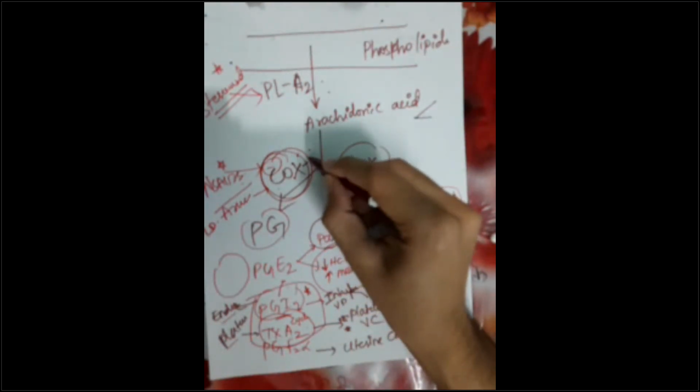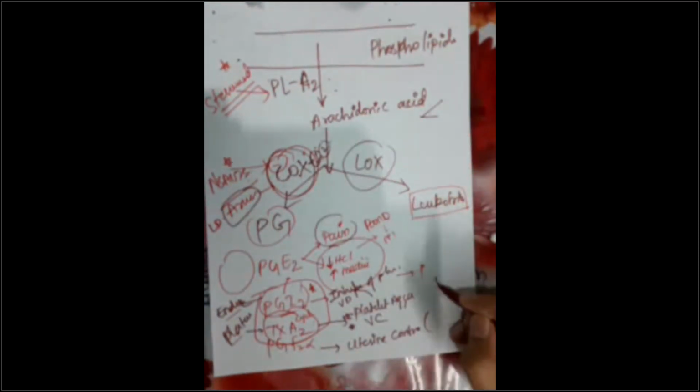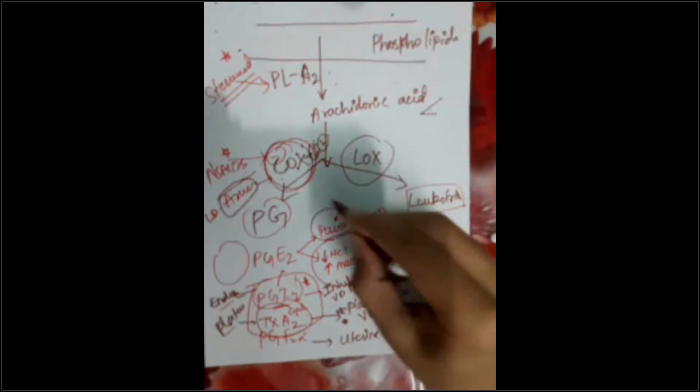Cyclooxygenase, 1 and 2, we have. Remember there are two cyclooxygenases, 1 and 2. So NSAIDs will be there, and aspirin is irreversibly inhibiting the COX. Because it is irreversibly inhibiting, we are utilizing it in MI, myocardial infarction. And what are the other things? Main important is pain. We give it for pain.